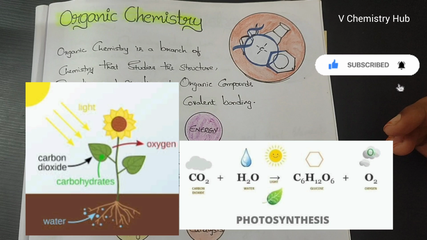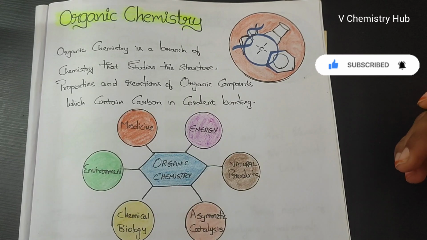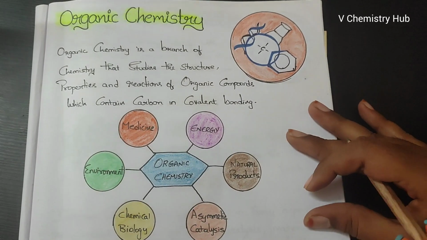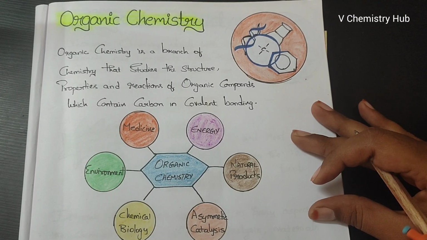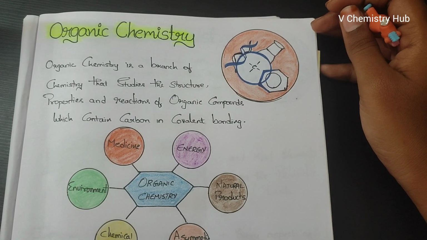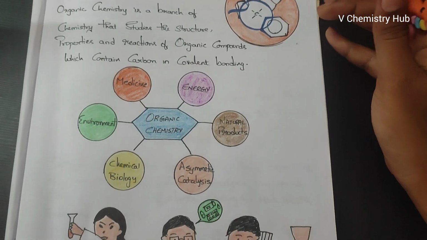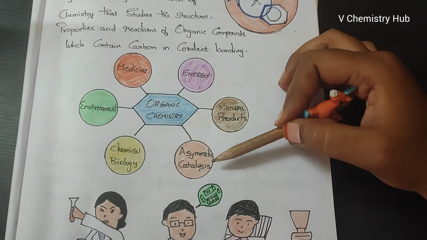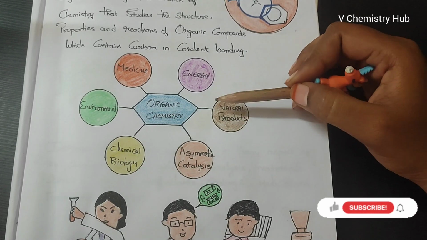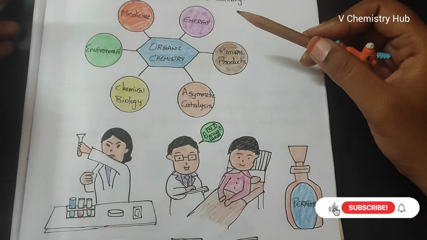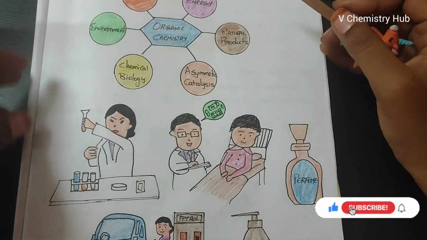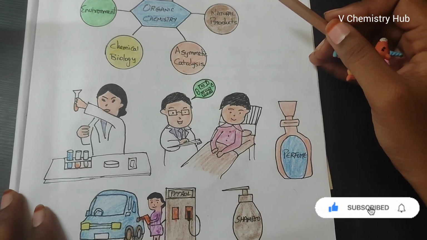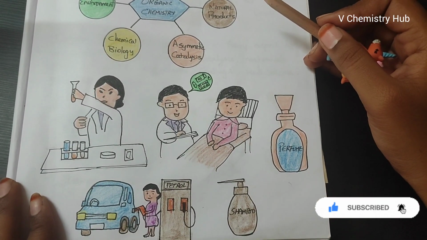This process comes under organic chemistry, and the branch of organic chemistry involves many different disciplines such as the study of ketones, aldehydes, hydrocarbons and alcohols. Organic chemistry is in diverse areas. Some of them are the medicinal area, environment, chemical biology, asymmetric catalysis, natural products and energy. So, we see chemistry everywhere. Mostly organic chemistry is present in our day-to-day life, which we come across.